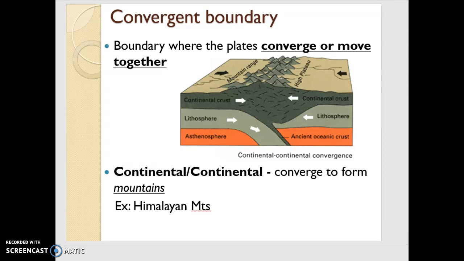Okay, the next one, convergent boundary. There's actually 3 types of convergent boundaries, and this is on the back of your half sheet of paper. Okay, so the very first type of convergent boundary is where 2 continental plates come together to converge. So your little picture should have 2 arrows pointing at each other because they're moving towards each other, moving together. So 2 continental plates converge and they form mountains.